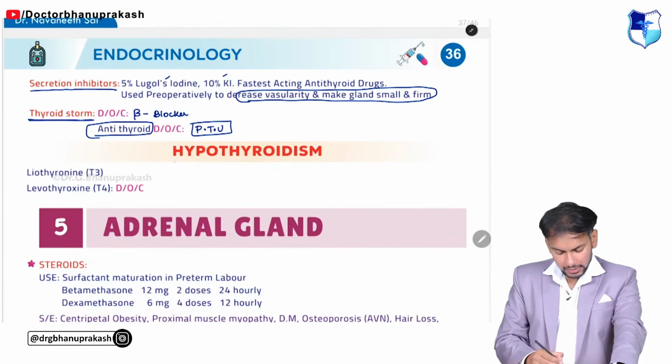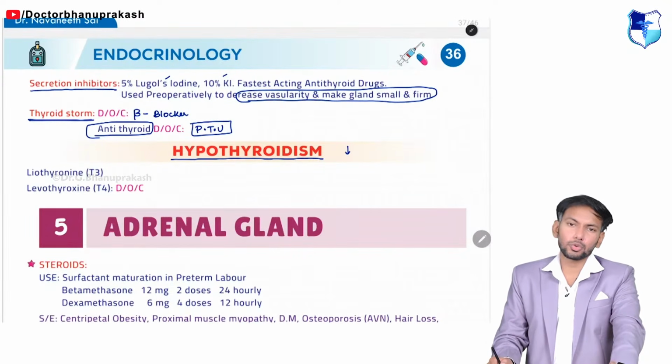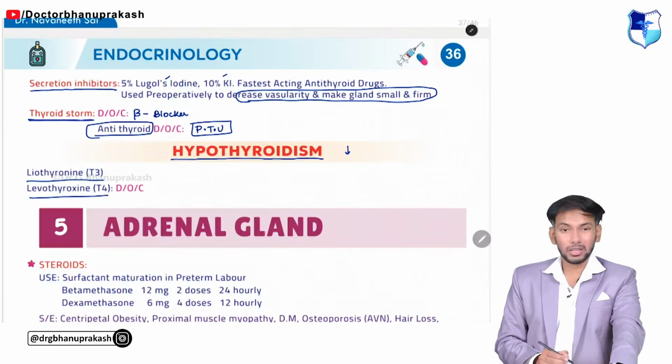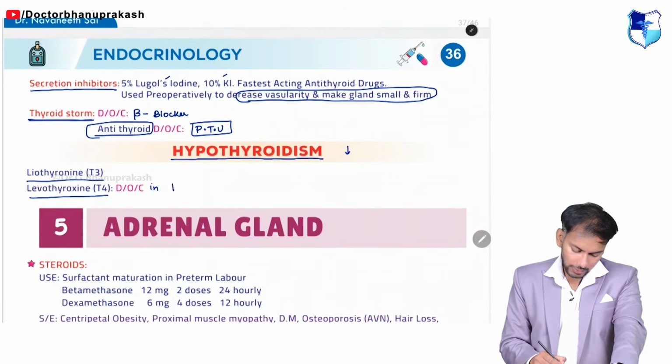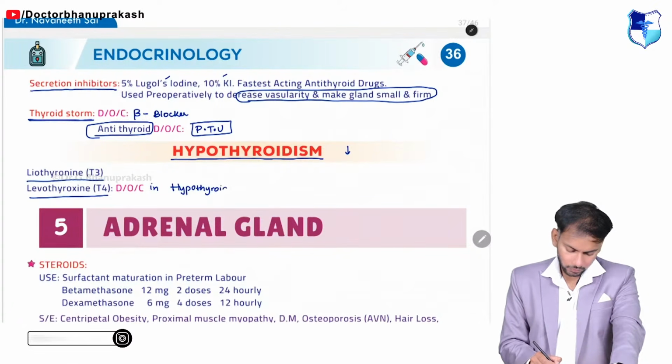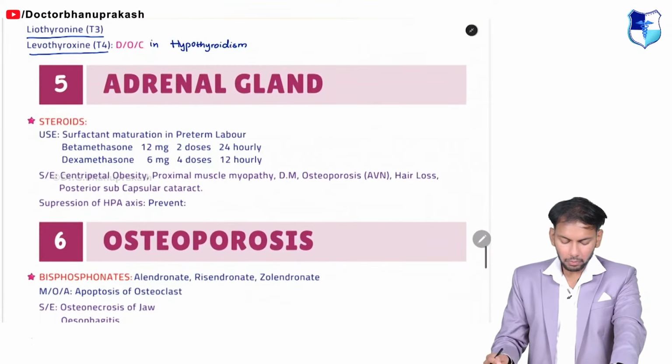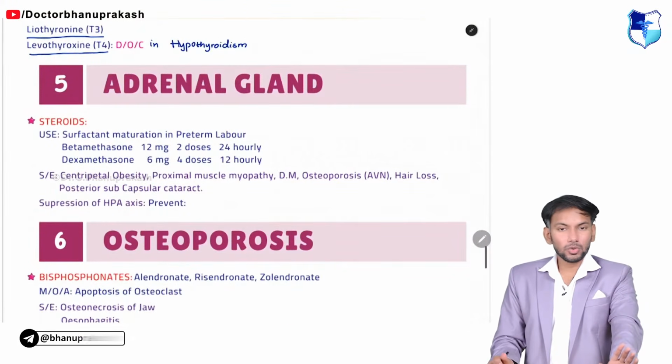Let us suppose a person is having hypothyroidism. That means thyroid hormones are reduced. What should you do? Thyroid hormone replacement. Okay, liothyronine is T3, levothyroxine is T4. So this is the drug of choice in hypothyroidism. That's all. Now, adrenal gland secretes cortisol, steroids.